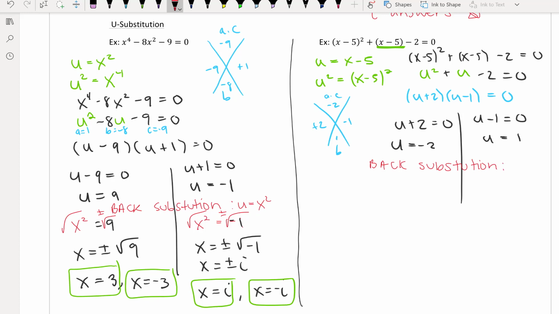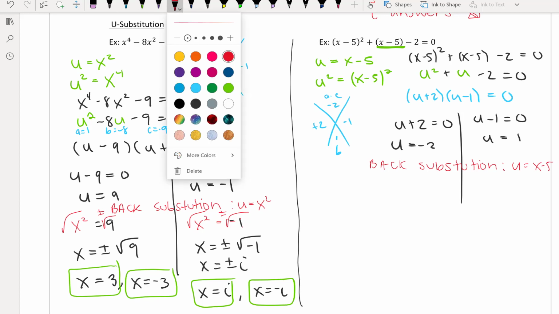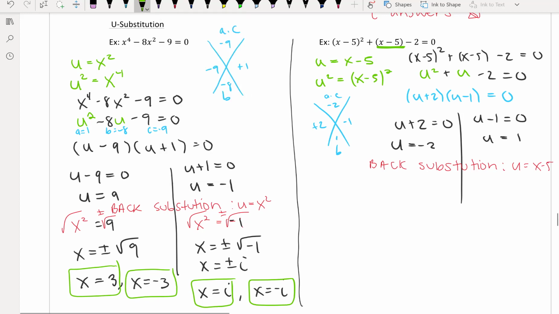And that back substitution was that u is equal to x minus 5. So that u now becomes our x minus 5, and that's equal to a negative 2. So if I add 5 to both sides, that's going to give me a positive 3. So I'm going to get that x is equal to 3 as one of my answers.